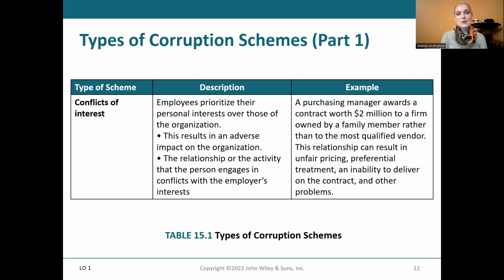So we have types of corruption schemes. Conflict of interest: the employee prioritizes their personal interests over those of the organization. This results in an adverse impact on the organization, and the relationship or the activity that the person engages in is in conflict with the employer's interests. The example that the textbook gives is a purchasing manager awards a contract worth $2 million to a firm owned by a family member.